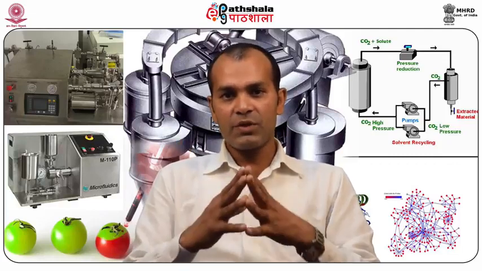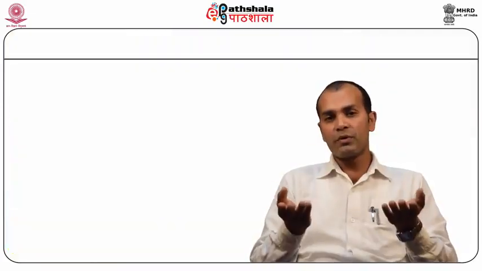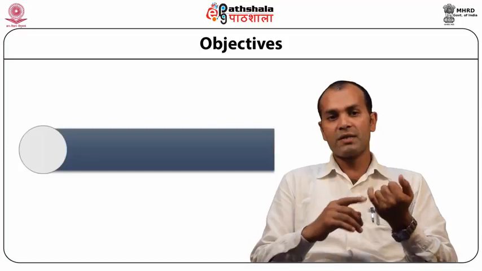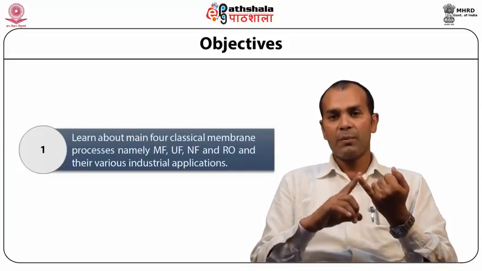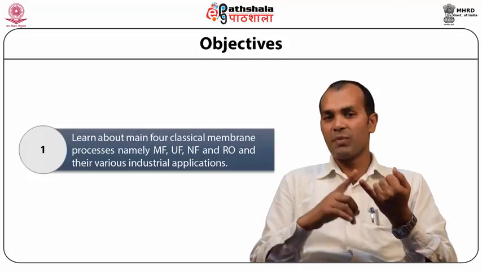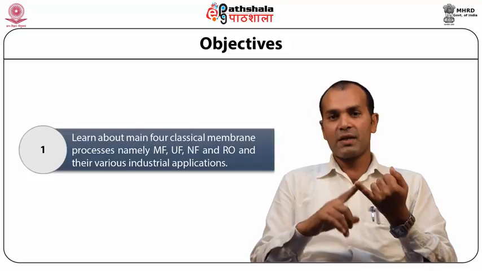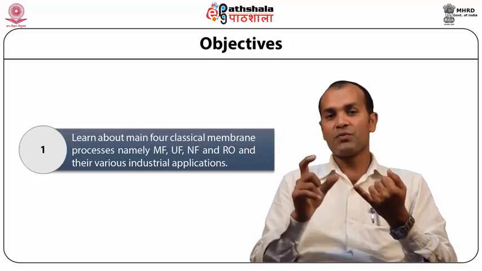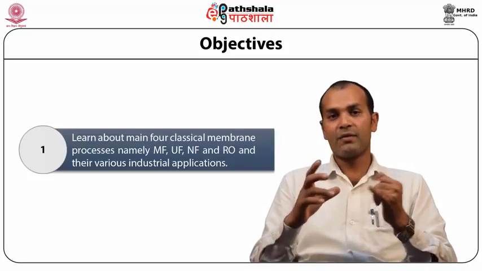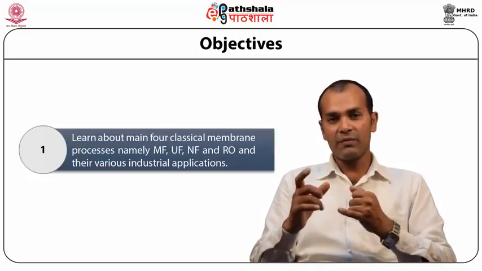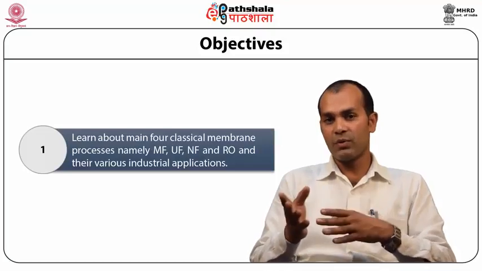Various industrial application of these processes is also provided. So the objective of this particular module is first to learn about the main four classical membrane process, namely that is microfiltration, ultrafiltration, nanofiltration and reverse osmosis. So we are going to learn about these four membrane process in detail, that what is their characteristics, how they are working, which are the different configurations used for the operation of these type of membrane processes.